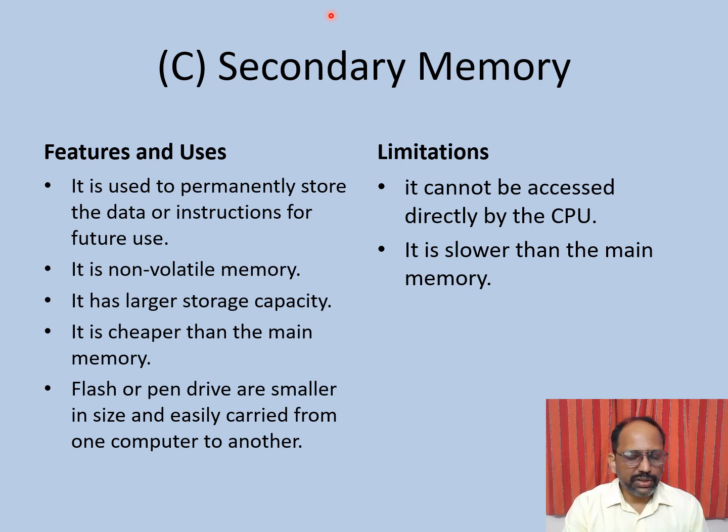Suppose you want to store any data in secondary memory permanently. From the main memory, the data is permanently stored in the secondary memory. So, in between the CPU and the secondary memory, the main memory will be there, because the CPU can directly access the main memory and not the secondary memory.